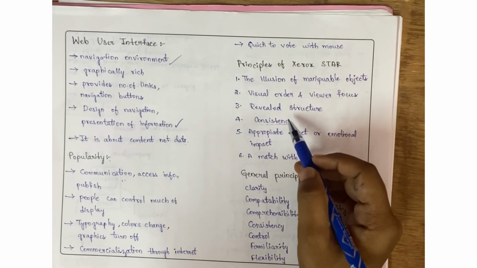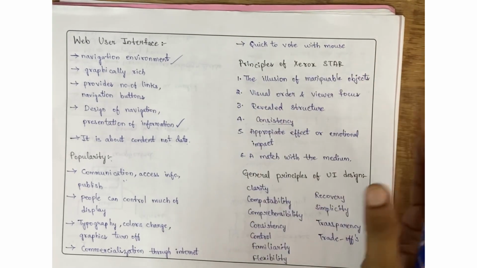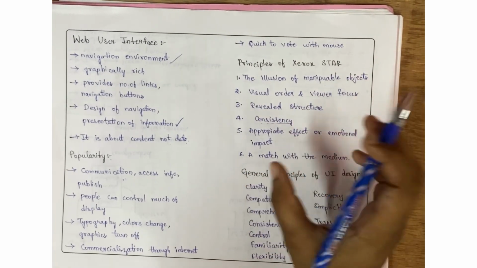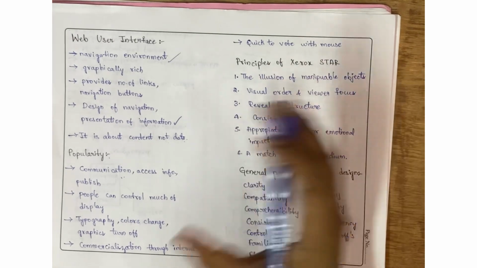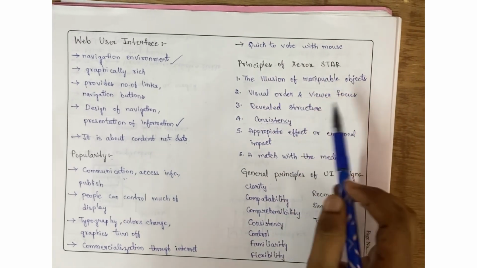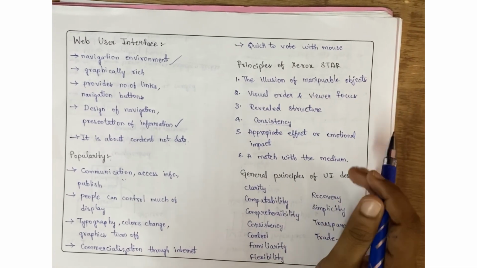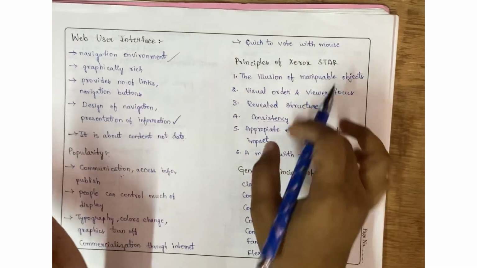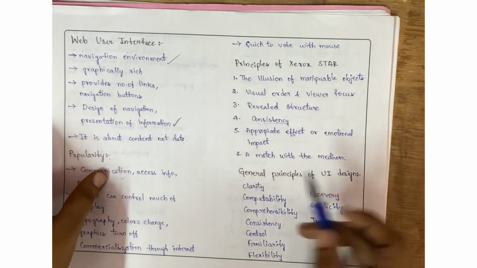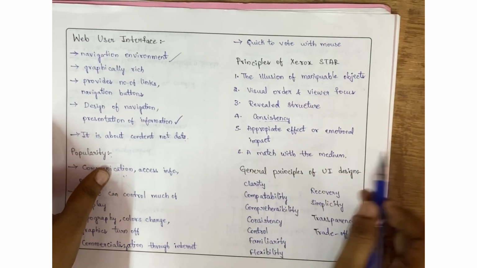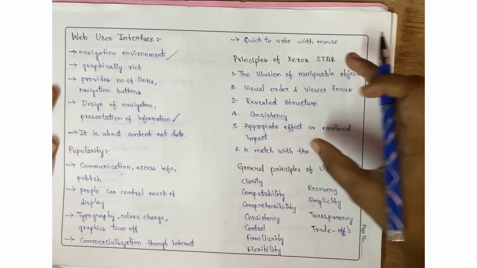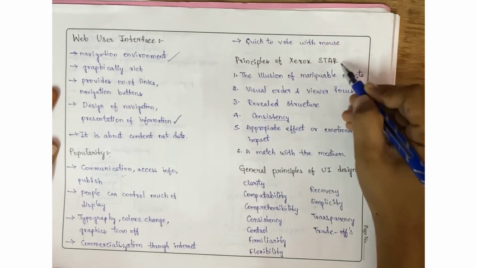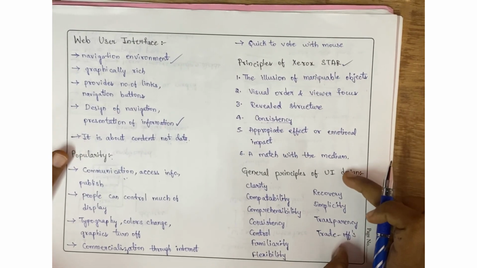Consistency means we need to maintain the same pattern. Revealed structure means you need to understand the structure of the design. Coming to visual order and viewer focus, that means what things we need to focus on. So I'm not providing any explanation for these principles. And the last one is a match with the medium. These are specific principles only for the Xerox Star, and we have certain general principles.